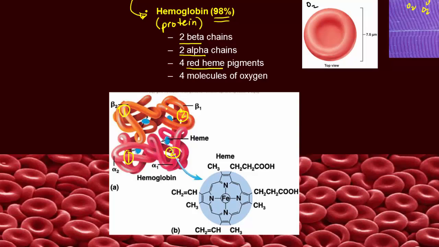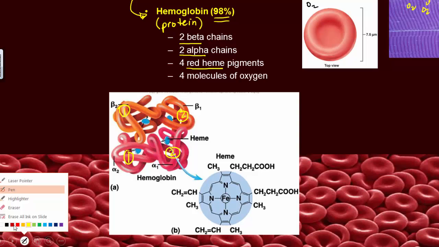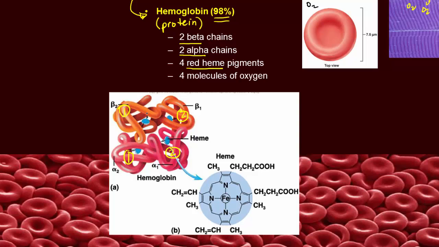Okay, so we're going to have 4 heme pigments. Each polypeptide chain, or each chain, is going to have a heme pigment at its core. Okay, and we can see the heme pigments. There's 1, 2, 3, 4 heme pigments, each associated with its own polypeptide chain. And we have associated with those heme pigments molecules of oxygen.